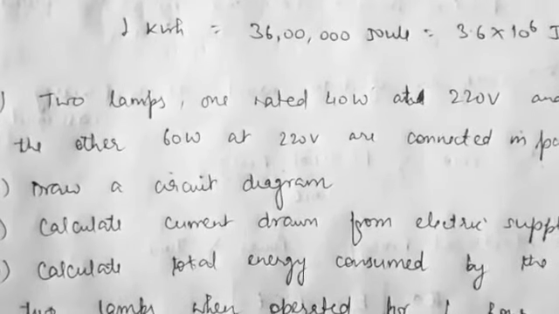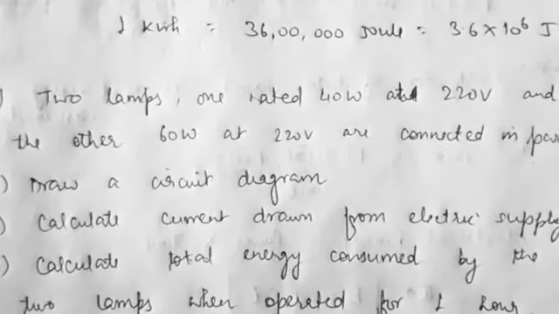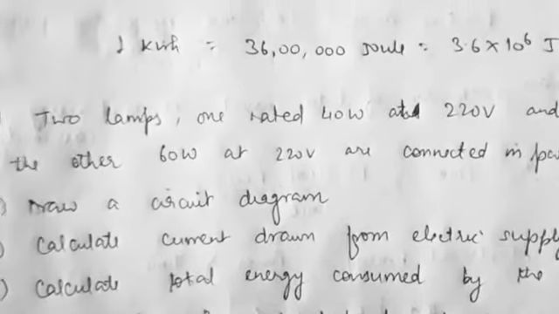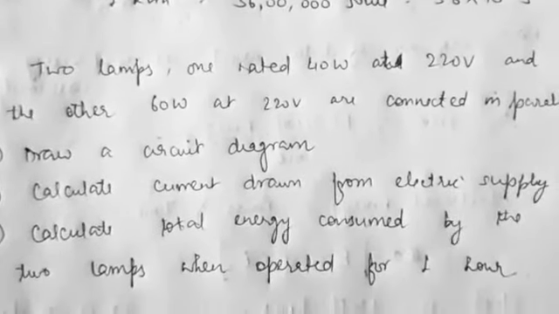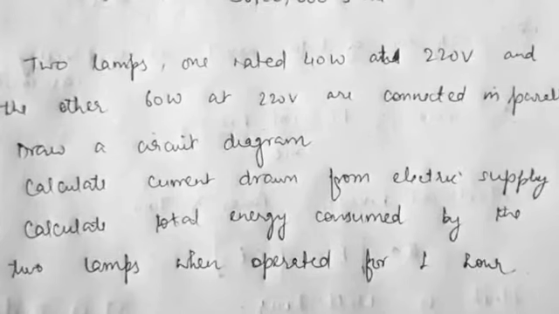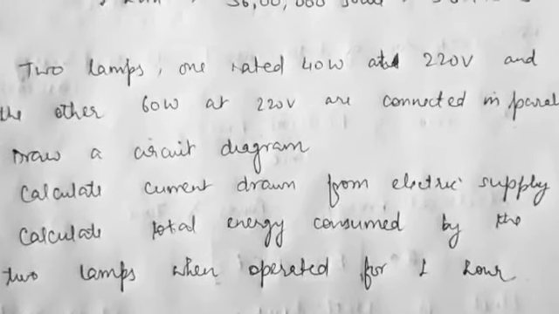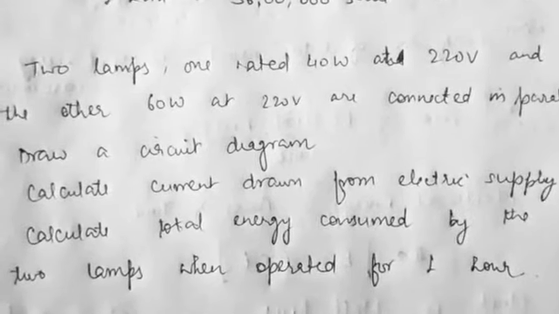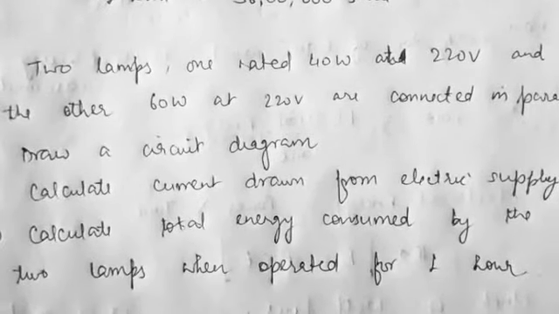So two bulbs, one rated at 40 watt and 220 volt, and the other at 60 watt and 220 volt, are connected in parallel. The rating is given. What is rating? The energy that the bulb consumes. 40 watt means that it consumes 40 joule per second. By 60 watt we mean 60 joule per second.